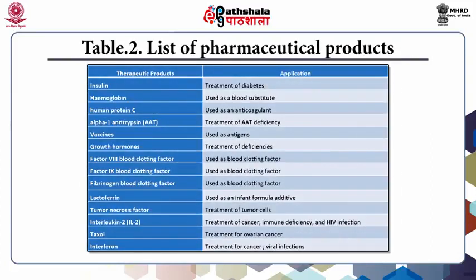Since then, farming has resulted in a plethora of recombinant products made in E. coli, a list of which is being shown here.